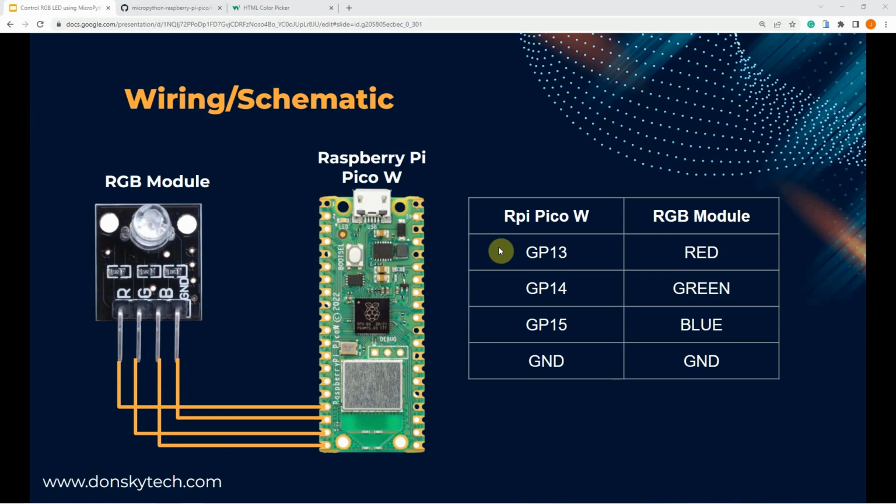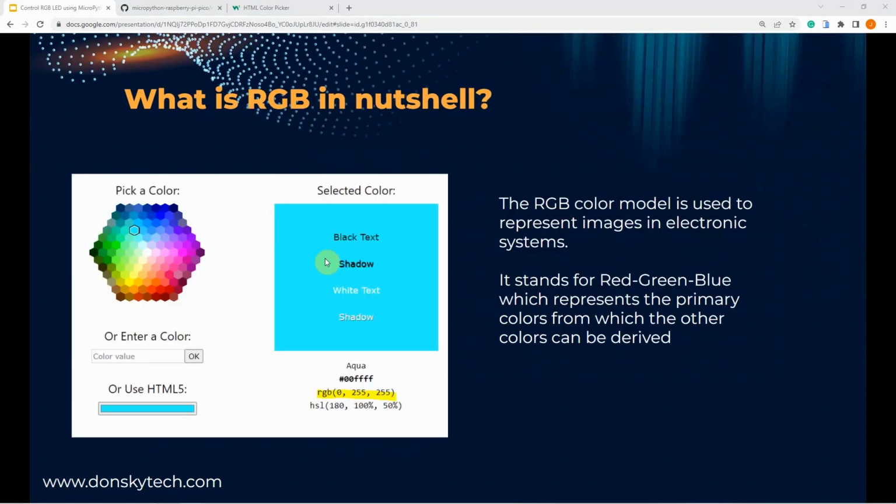You can choose the desired GPIO pins that you want in a Raspberry Pi Pico W board, as all the GPIO pins can support pulse width modulation. Now, before I continue, I would like to discuss something regarding the RGB model.